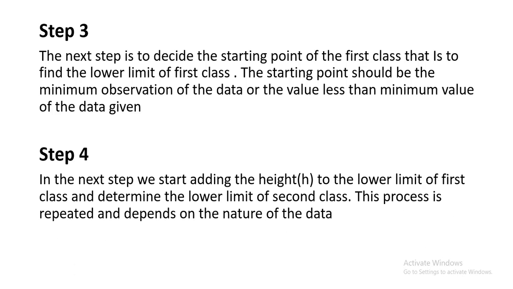Now step 4. In the next step, we start adding height to the lower limit of the first class and determine the lower limit of the second class. This process is repeated, and it depends on the nature of the data, or we can say it depends on how many classes we have divided the data into. We will keep on adding height until we reach the number of classes that we have set.